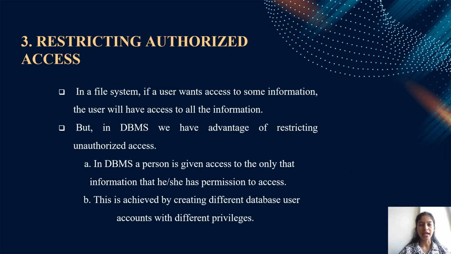Restricting unauthorized access. In a file system, if a user wants to access some information, the user will have access to all the information. But in a DBMS, we have the advantage of restricting unauthorized access. In a DBMS, a person is given access only to the information that he or she has permission to access. This is achieved by creating different database user accounts with different privileges.